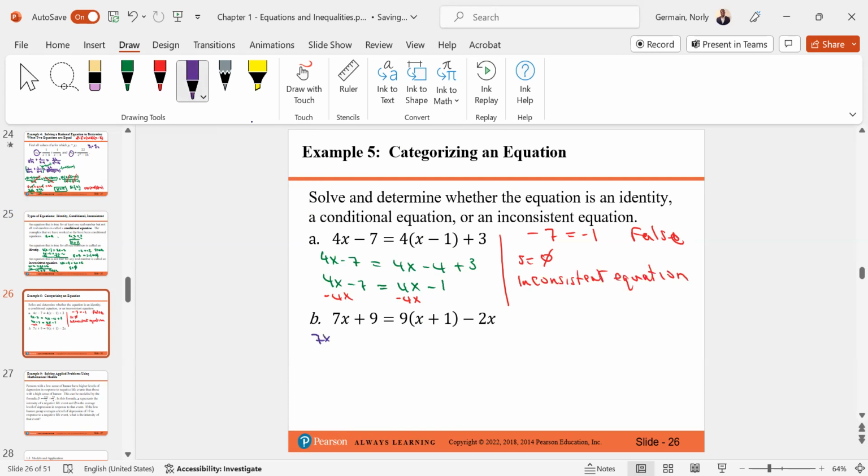If you try the second one, where you have 7x plus 9 equals 9x plus 9 minus 2x, 9x minus 2x gives you 7x, so 7x plus 9 equals 7x plus 9. If you isolate the x term, you end up with 9 equals 9. Is it true? Yes, because 9 is really equal to 9. Remember, you cancel out your variables, so you only have a real number equal to another real number. The original equation is equivalent to 9 equals 9, which is true for every value of x. So the equation is an identity, and the solution is all real numbers.